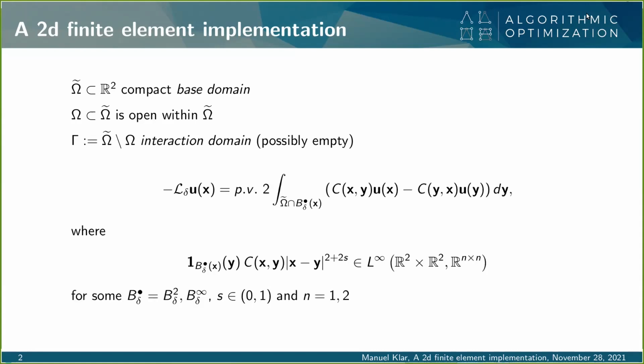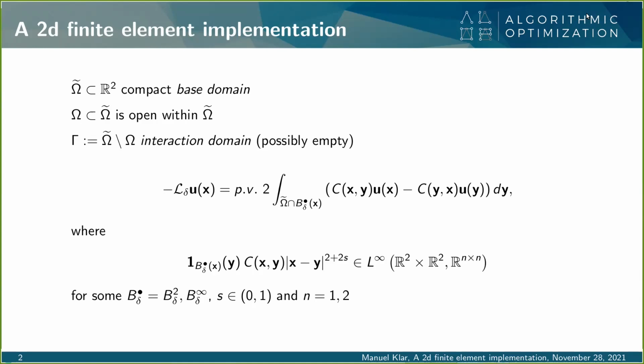And the operator we look at is this non-local operator here, the classical case where we have a truncated interaction horizon B delta, where this truncation could be, for example, an L2 ball or an L infinity ball. And then we have some kernel C(x,y), which can be matrix valued or scalar, and it behaves like fractional type for small x minus y, or even like an integrable kernel or constant kernel or something like that.